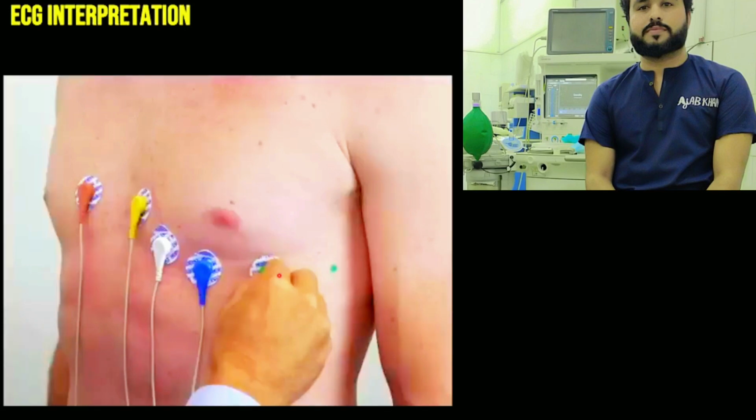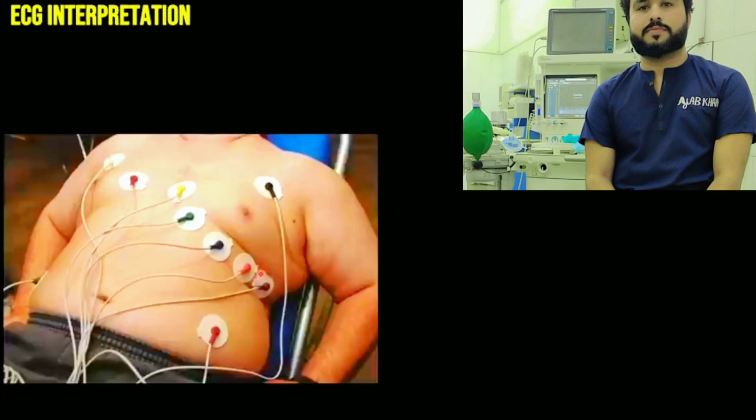So this is the concept. Now we are getting 6 more angles to look at the heart. We place chest leads, also called precordial leads. These precordial leads are placed on the chest and you capture the electrical activity of the heart, and these precordial leads are actually looking at the heart from the front.